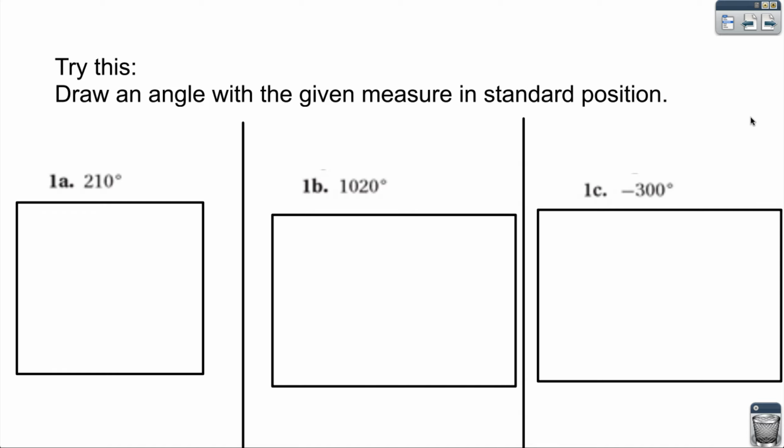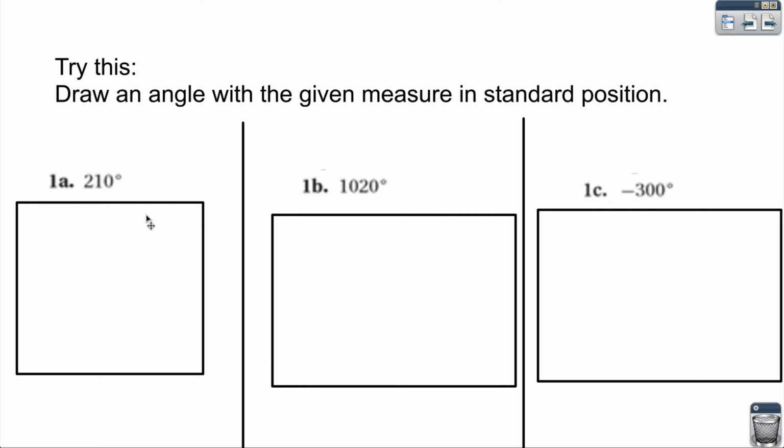Okay, I'm continuing now. All right, so try this. Draw an angle with the given measures in standard position. Remember, starting from the x-axis at a 0-degree measure, and making sure you know which direction you're going to take, if it's a positive or a negative measure. Let's start. 1A is a 210-degree measurement, so you're going to the positive direction.